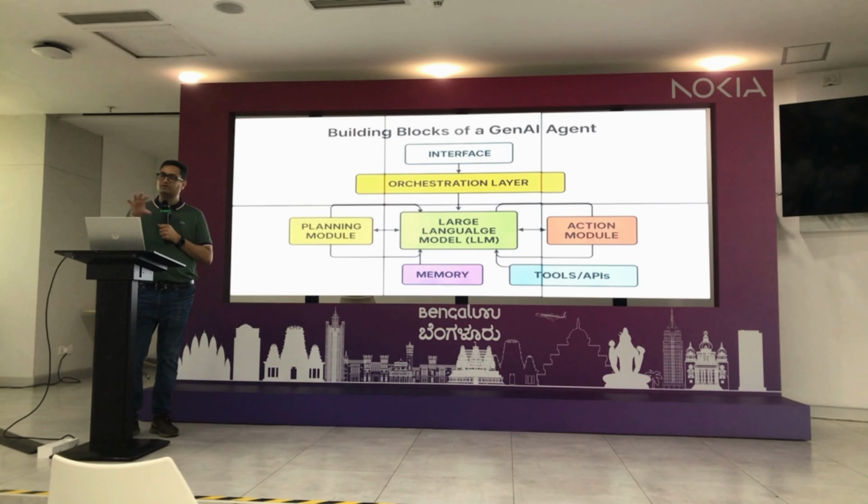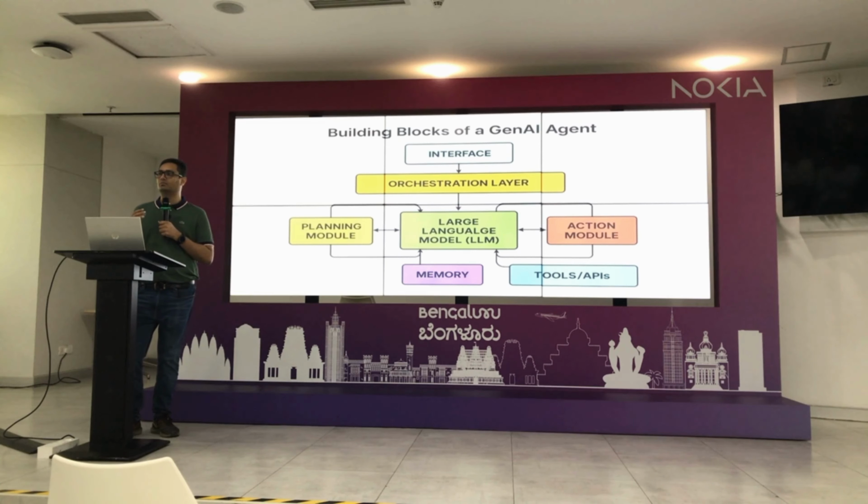Now, around that central part, you have basically an interface that takes the input. Typically, this is input from the user. It might be text, it might be voice, it might be video, but it could also be anything else. It could be sensors, it could be a camera, anything that is sending information, maybe from a robot, from IoT, any of these things. That information comes to an orchestration layer.